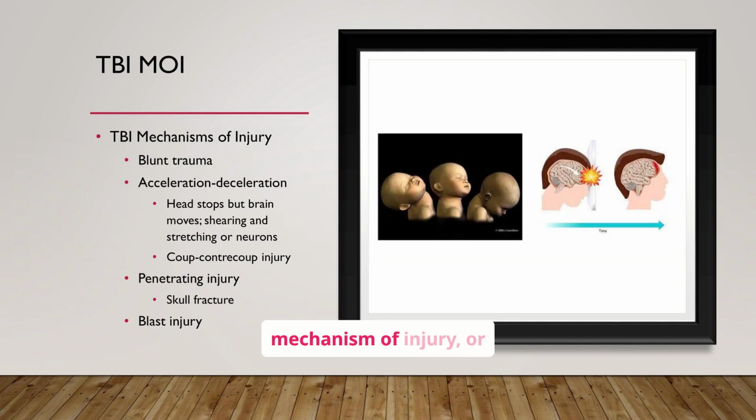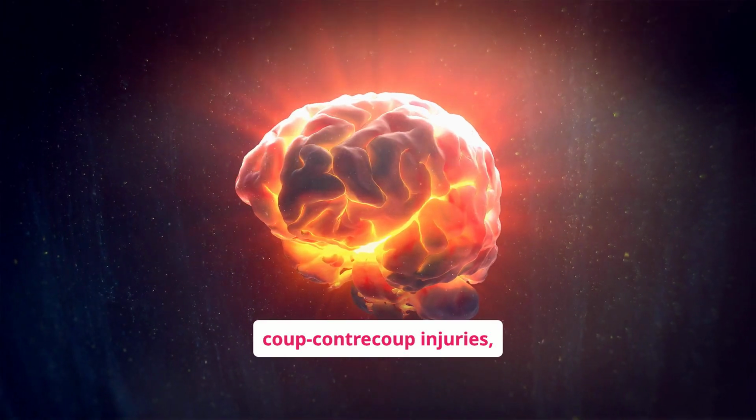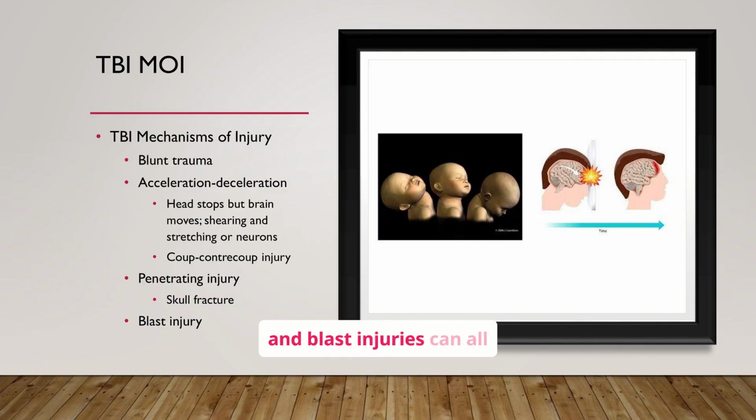Understanding the mechanism of injury, or MOI, is crucial in TBI. Blunt trauma, acceleration-deceleration forces, coup-contrecoup injuries, penetrating injuries, and blast injuries can all cause TBI. Each mechanism can lead to different types of brain damage.